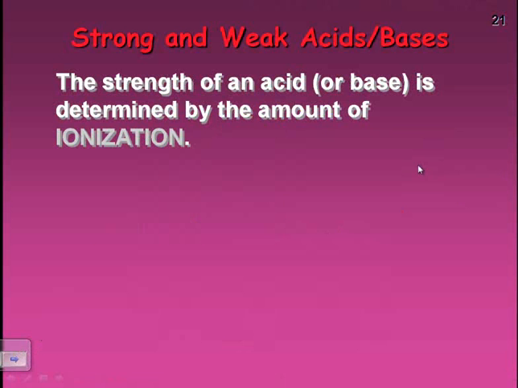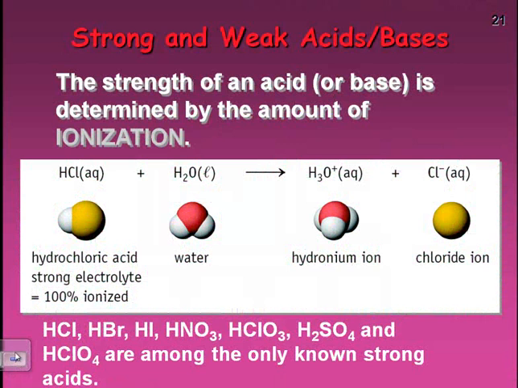Alright, so the strength of an acid or base is determined by the amount of ionization, and usually it's either going to be almost 100% or very little, like 10%. Okay? So hydrochloric acid is strong. It will ionize 100%, which means it comes apart. The H+ and the Cl break apart, and you end up with the chloride ion and the hydronium ion. It 100% ionizes.